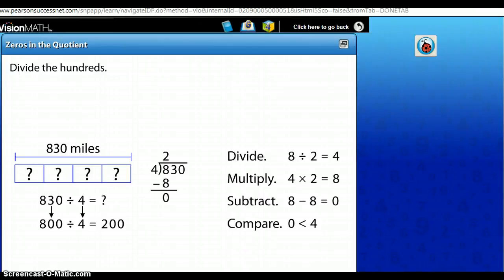Divide the hundreds. Okay, so first we looked in the hundreds place. We asked ourselves, can 4 go into 8? Yes, it can. How many times? 2 times. 4 times 2 is 8, so we subtract 8 minus 8 to get 0. What's the next step going to be here, Angie? Bring the 3 and 0. Not 3 and 0. We don't bring 2 numbers down at a time. Just the 3. We just bring 1 number down at a time.